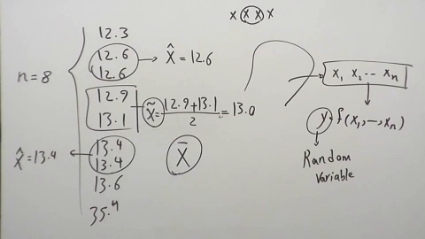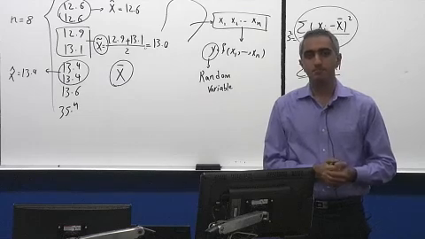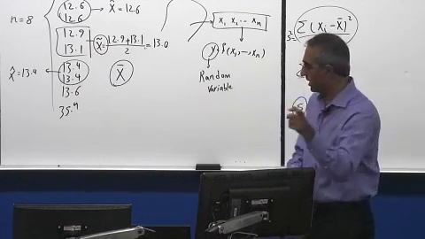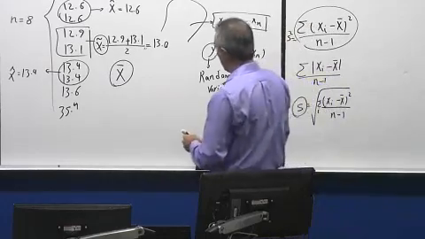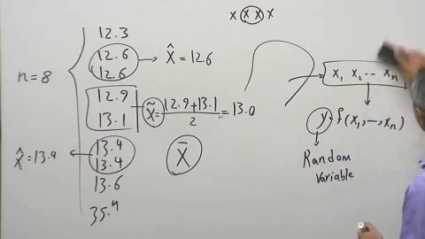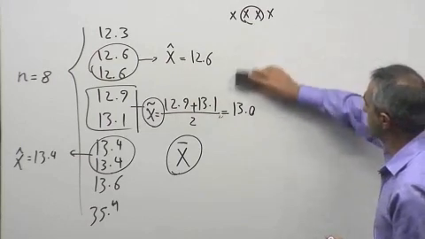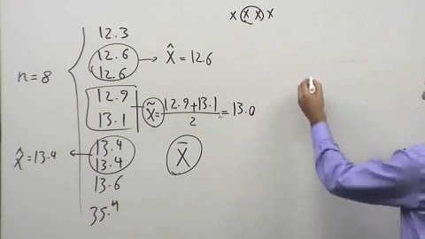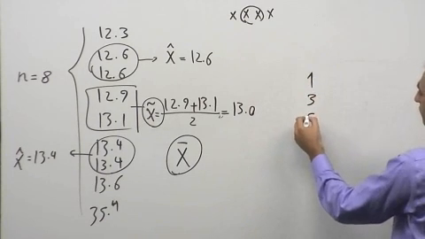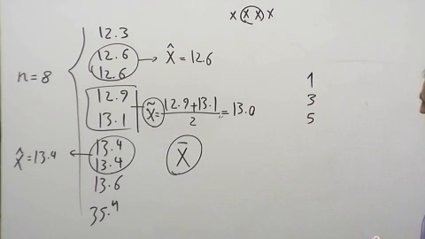Yep. If the data is skewed in one direction. Okay. Close. If there's an outlier? If there is an outlier, exactly. So let me give you one example. Just a very simple example. 1, 3, 5.